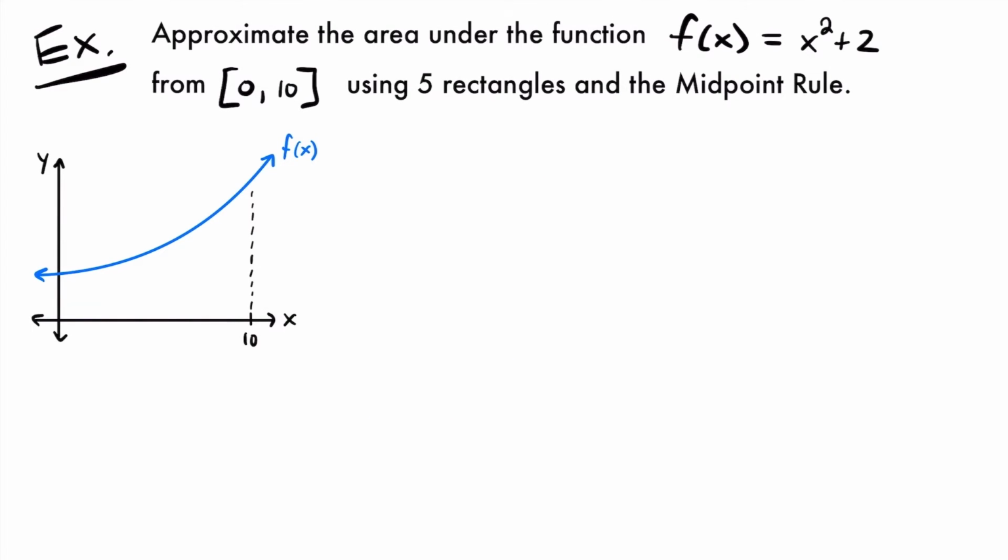All right, welcome back. Let's start with this example. We want to approximate the area under the function f of x equals x squared plus 2 from 0 to 10 using 5 rectangles and the midpoint rule.